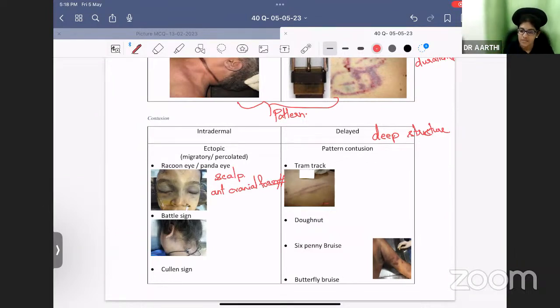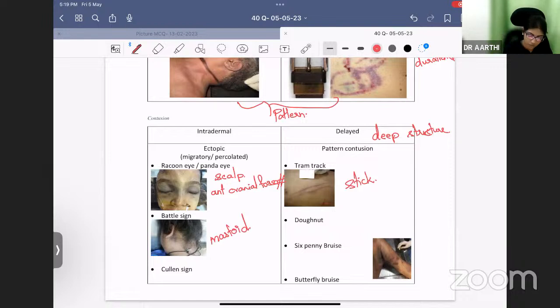Next is the tram track bruise, which is produced by a stick, right? Two lines will be seen, like a kind of railway line. Battle sign is again trauma, collection of blood in the mastoid region, another example of ectopic bruise. And then Cullen sign and Grey Turner sign: in peritoneal or retroperitoneal bleed, you get it on the flank and around the umbilicus.